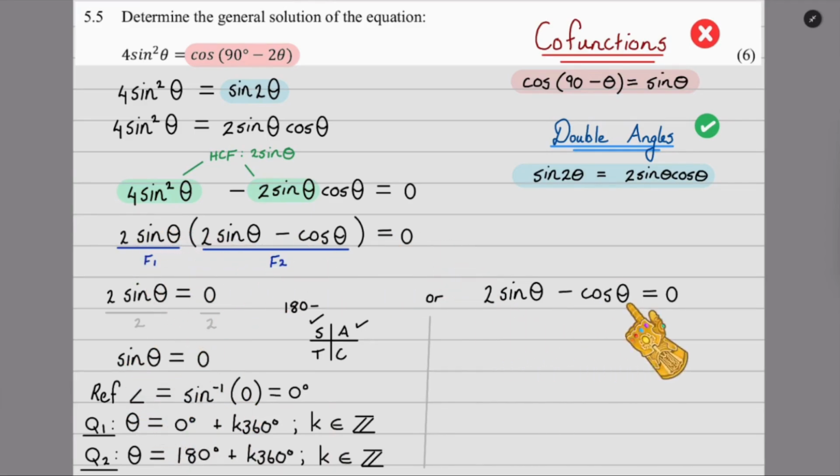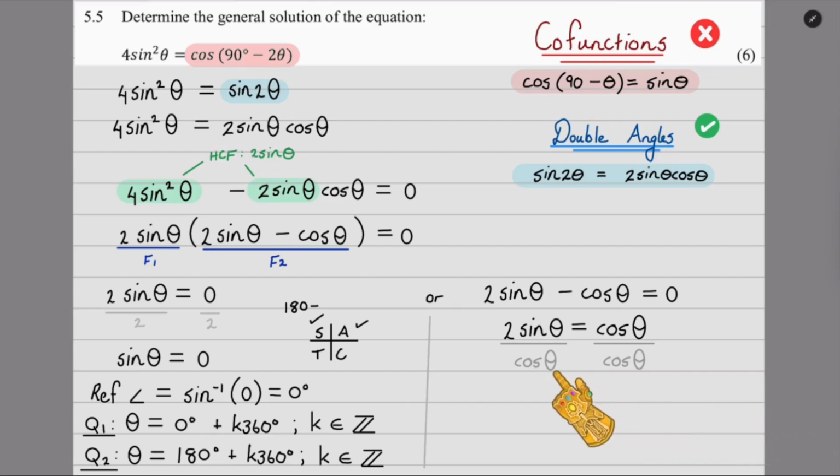So now I'm going to do the same process with my second factor, but there is a bit of a trap in the beginning. Over here, what we want to do is take this cos over so that we can divide both sides by cos to get a tan. So let me show you how we accomplish that. If we move this negative cos over, it becomes positive cos, just like that. And then we divide both sides by cos theta.